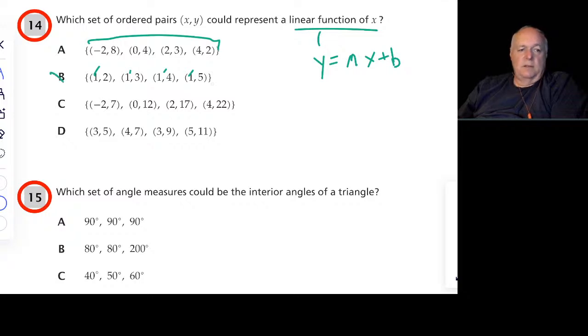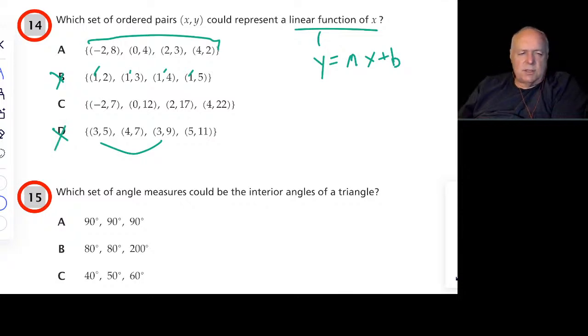Okay? So does any other one have that? We have that for D as well. We have 3 producing 5 and 9. So what we're trying to do is circumvent having to force fit that y equals mx plus b by using our general knowledge about functions as well. So we can rule that out. Okay?